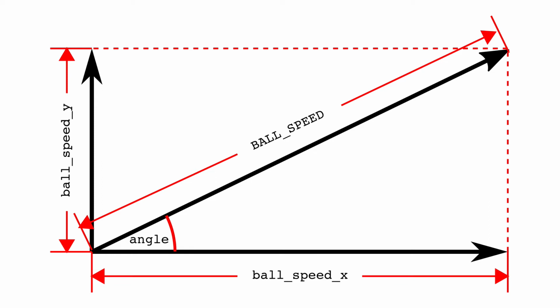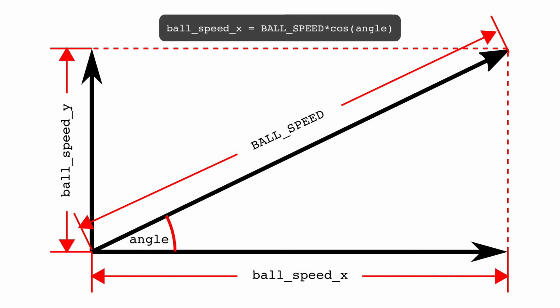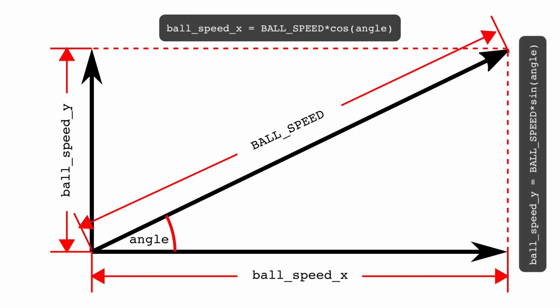The ball speed in x and the ball speed in y form a right triangle with the ball speed overall as its hypotenuse. Ball speed in x is adjacent to the angle and ball speed in y is opposite to the angle. So from the trigonometric ratios, we can deduce that the ball speed in x is the overall ball speed times the cosine of the angle, and the ball speed in y is the ball speed times the sine of the angle.